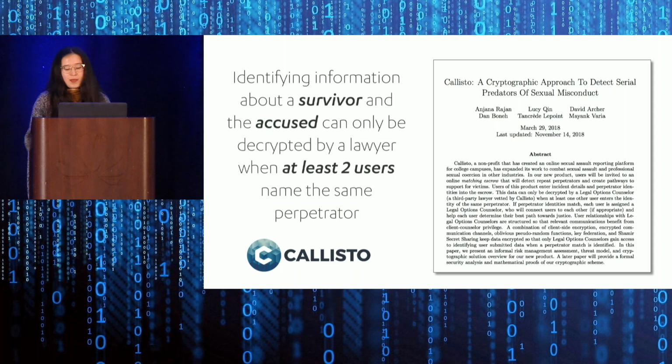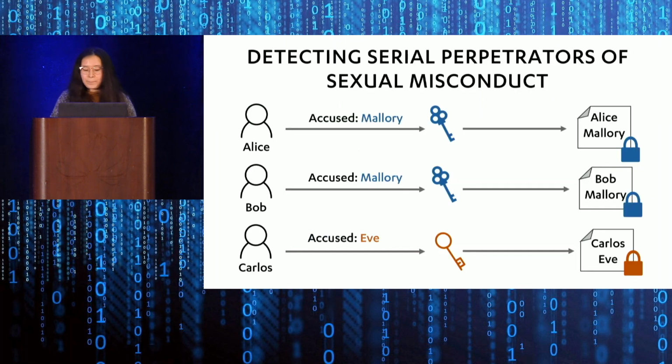So I'm going to describe a very watered down version of the design, omitting a lot of the details here in order to just highlight a few key takeaways. But for more information, you can refer to the white paper shown here. So let's say Alice and Bob name the same perpetrator. The same key is then deterministically generated. This key is then used to help encrypt any identifying information about either of them and Mallory.